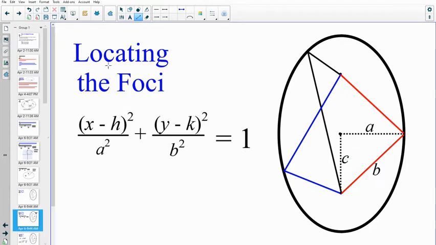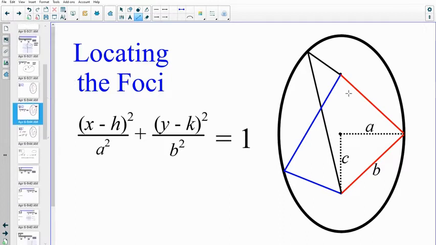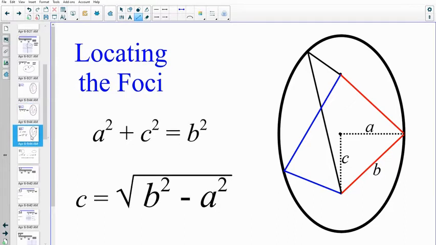Now, you probably memorized the Pythagorean theorem as a squared plus b squared equals c squared, but that was in the case where a and b were the legs and c was the hypotenuse. For the case of the one that I've got here, a squared plus c squared equals b squared, and then we take the square root, or do a little bit of algebra to solve for c, and we get this. This is our formula for finding the length from the center to one of the foci. It comes from the Pythagorean theorem.